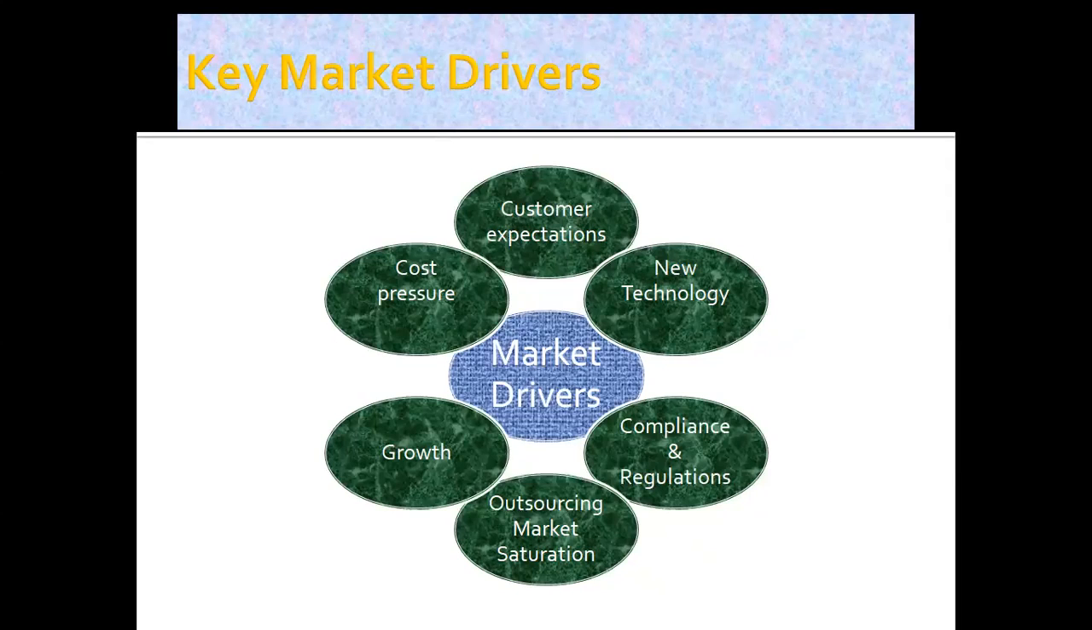And the compliance and regulations. Most of the RPA tools follow regulations. And the outsourcing market saturation. If you look 10 or 15 years back, a client was giving work to one company, and then that company was giving outsourcing. All these things were there. Now it is almost saturated. So every customer is taking their own decisions, taking resources and implementing. So that is one of the reasons. And the next one is growth. These are the market drivers for RPA.